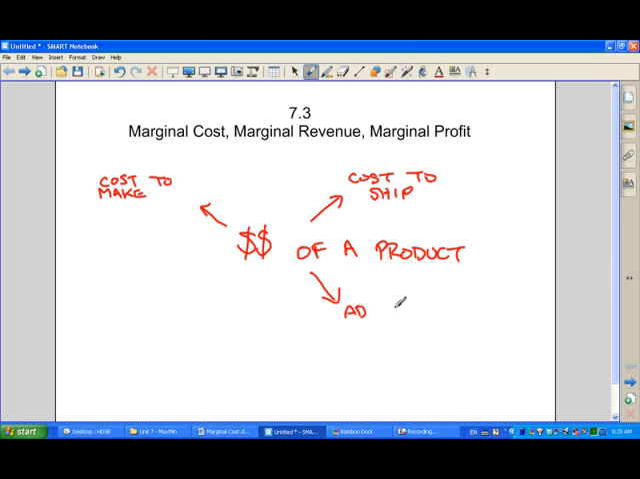Maybe if you want to advertise the product, you have to factor that cost into your selling price of a product. You have labor involved with making a product. You also have labor involved with selling a product. If you want to sell this product in a store, you have to rent the store. If you're renting a store, you have overhead.